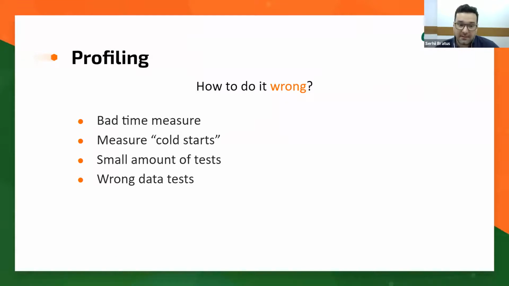Wrong data tests. Let's say your customer says that your application performs slowly, and you start to measure on some random test that could be optimal in your environment and have nothing in common with what your customer has. This is the wrong way to do things, because you will not get any result and just waste a lot of time. And tricky distribution is another one.